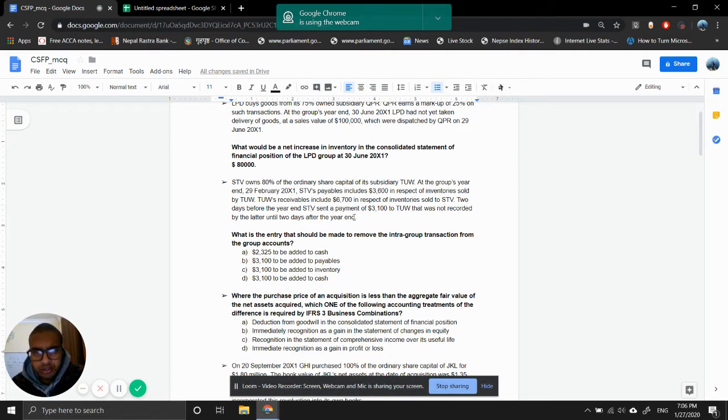Okay, so the parent has already sent a payment of 3100. So it had a receivable of 6700. That means this amount should be removed as well. What should happen is that this amount should be added to cash, and then from the receivable you will deduct the same amount, because we eliminate intergroup transactions, right? So what we normally do is 6700 minus 3100 minus 3600, and then from the payables as well you remove this 3600 from the parent's side.